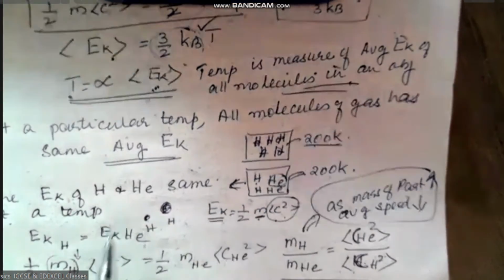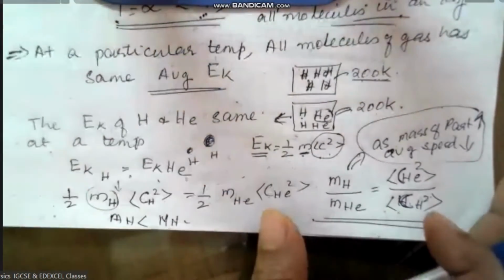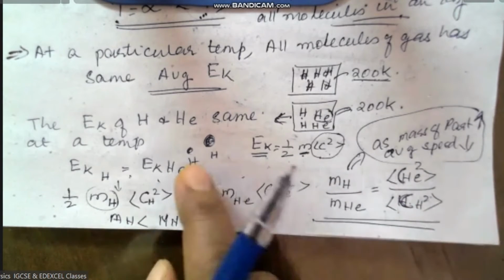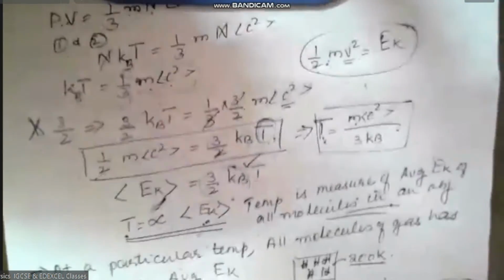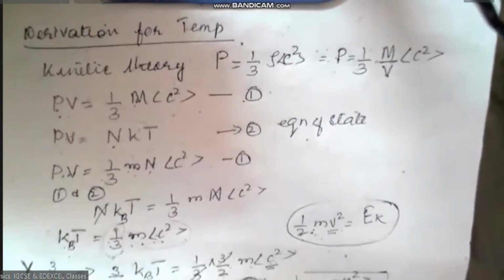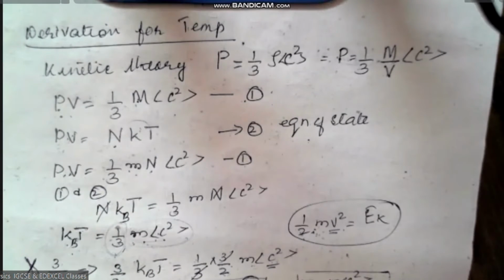So let me tell you this once more. At a particular temperature, a mixture of gas has the same kinetic energy. But if that mixture is made up of molecules of different masses, the bigger mass molecule will be traveling slower, and the small mass molecule will be traveling faster, so that their kinetic energies are equal. Is this understood? Yes, miss.